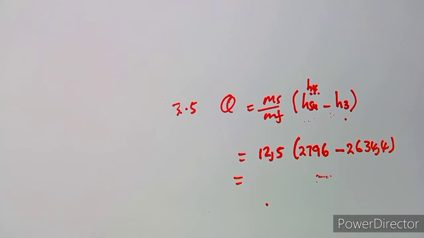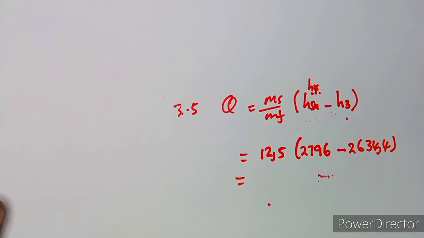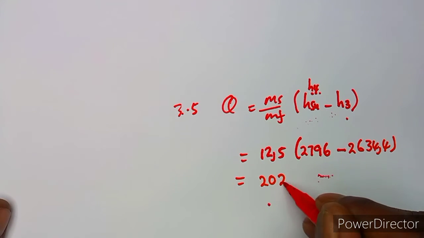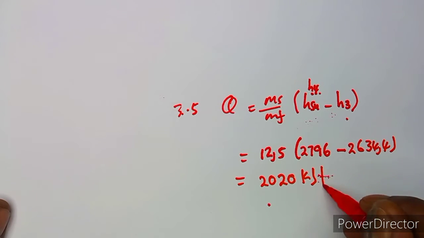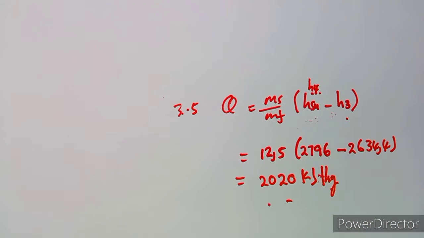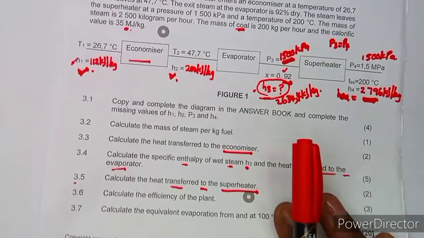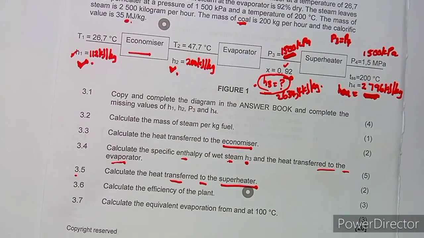All right. So using our calculators properly, this is going to be 2020 kilojoules per kg. All right, so that's what we are going to have in the superheater. So it's very, very important that you understand how to use the formulas and so forth. Okay, anyways, let's move on to the efficiency of the plant.